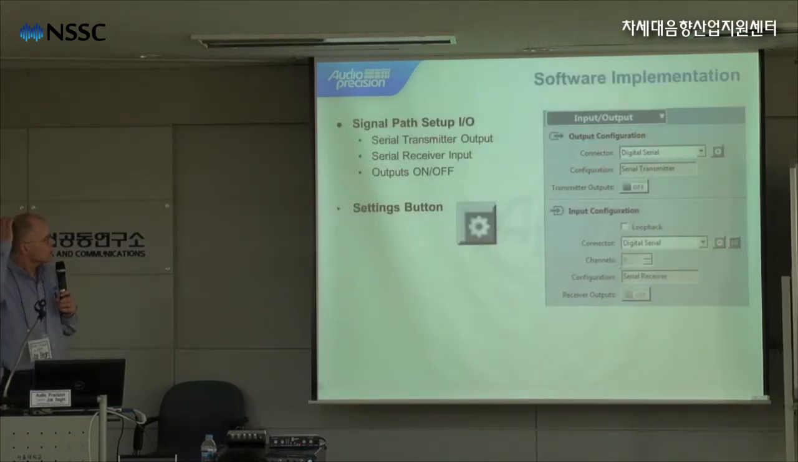And here's the software implementation. So on the input-output, you would choose digital serial, and you can turn the transmitter outputs on or off. And then same thing on the input side. You have the digital serial connector, and you can configure the serial receiver with these settings buttons.